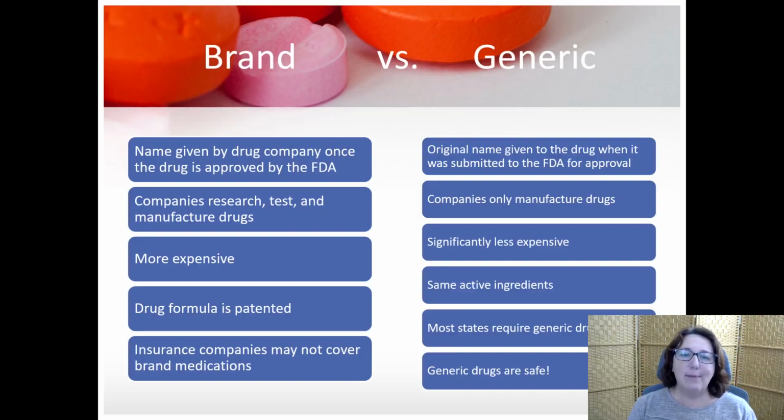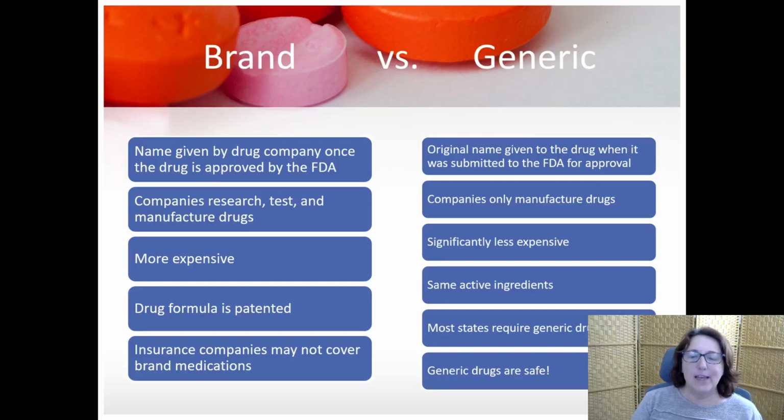Generic is the original name given to the drug when it was submitted to the FDA for approval. So let's take a moment to differentiate that, because it sounds very similar to the brand name, but it's different. So, generic is before it gets approved by the FDA. Naming of a drug with a brand name is after it's been approved by the FDA.